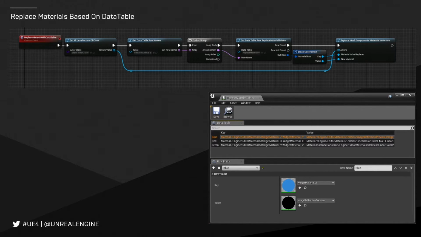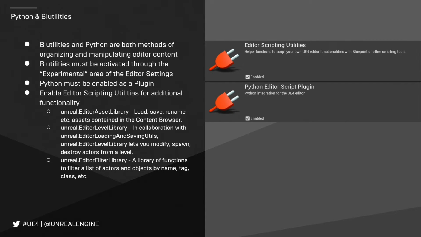So we'll look at the same functionality, but this time with Python. So both Blutilities and Python are methods of organizing content. And to enable Python, you just need to check Python Editor Script plugin in the plugins menu. And I also highly recommend enabling editor scripting utilities.